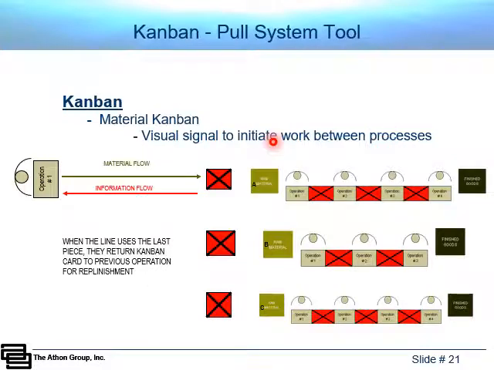A material Kanban is basically where you have information flow out of a process and going to another process. So in this case, operation 1 is going to supply material into these individual processes, but the empty spot there is an indication that operation 1 needs to produce and supply that material to its customer operation.